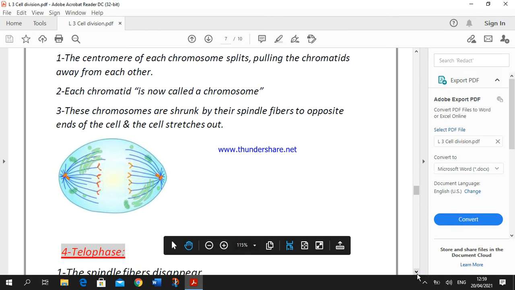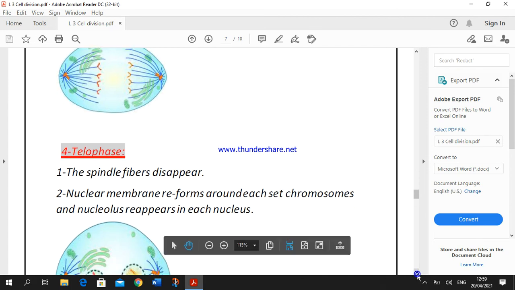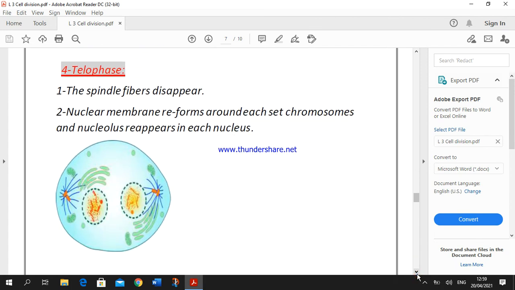Finally, the last stage of mitosis division, telophase. This stage is the opposite of what happened in prophase. Okay, in this stage, the spindle fibers disappear, and the nuclear membrane reforms around each set of chromosomes, and the nucleolus reappears again in each nucleus. Now the cell contains 2 nuclei, each one containing an identical set of chromosomes. Okay.